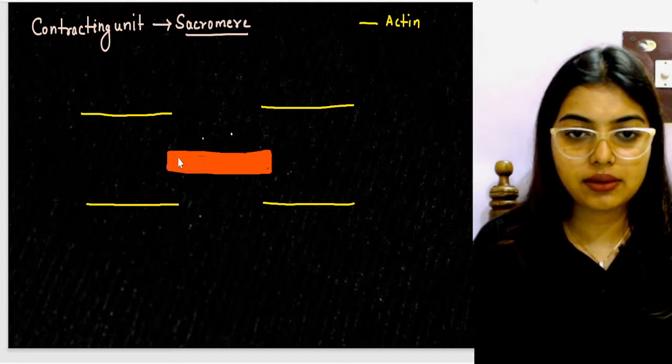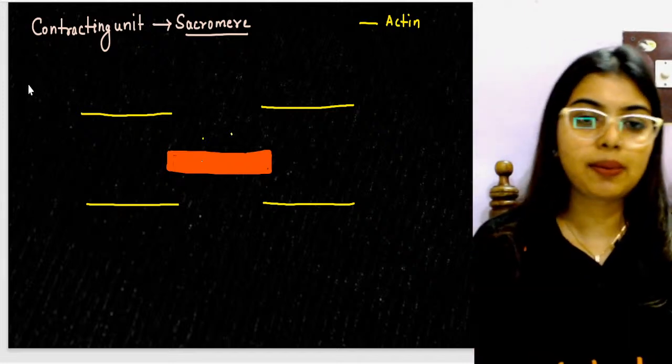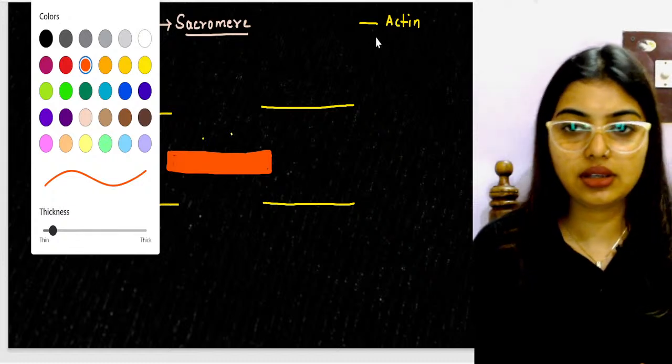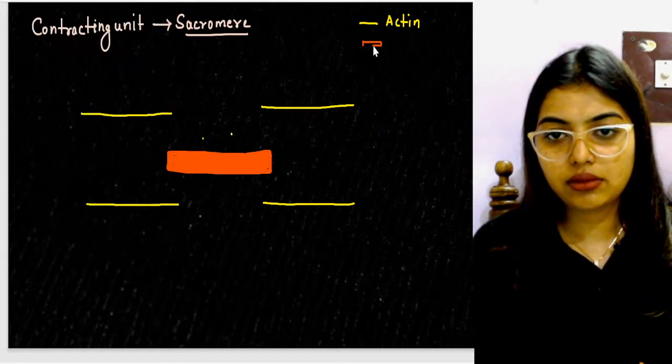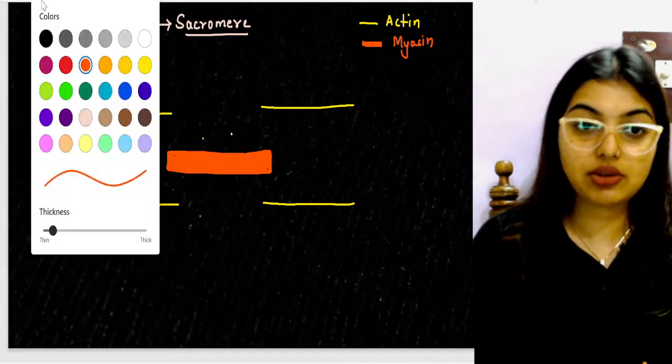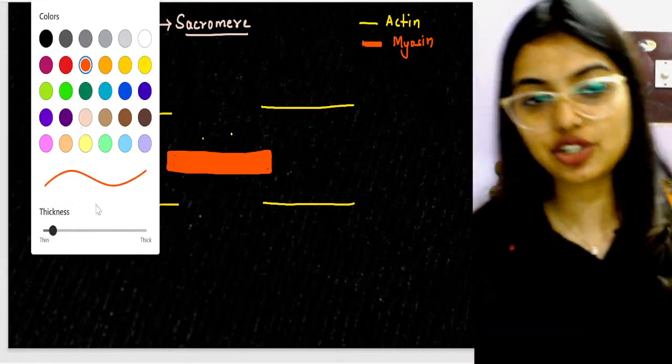Full thick. Okay, this is your myosin. Now, to keep actin in place, you have to wait until I finish drawing.